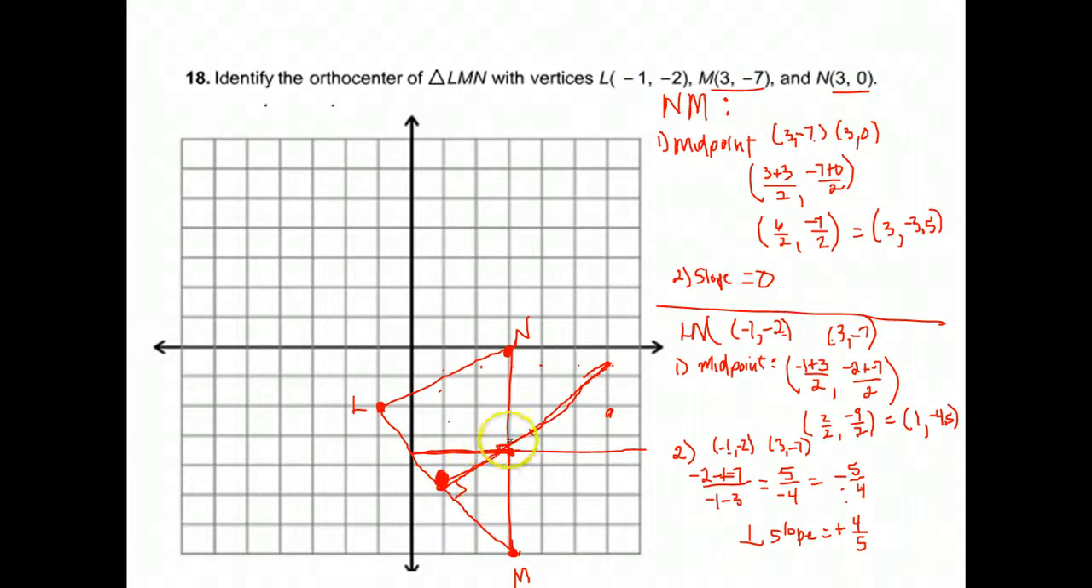Now my orthocenter is wherever those two intersect. They intersect right here at the point 3, negative 3.5. So my orthocenter would be the point 3, negative 3.5. They may have it written as 3, negative 7/2. They may have left it in fraction form.